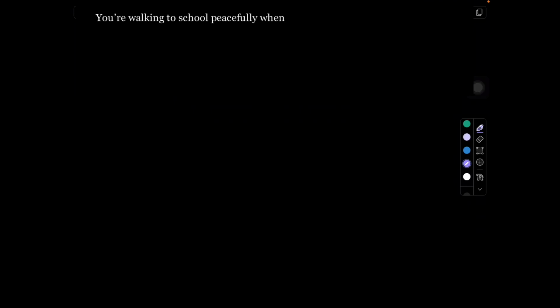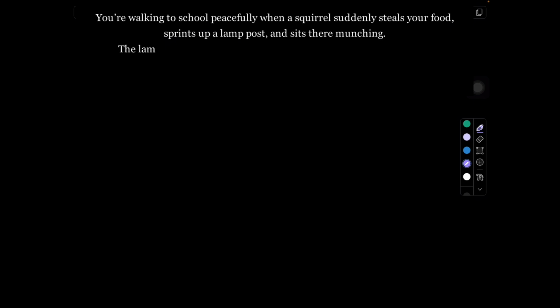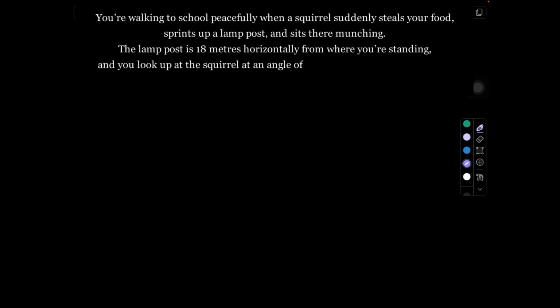So you're walking to school peacefully when a squirrel suddenly steals your food, sprints up a lamppost and sits there munching. The lamppost is 18 meters horizontally from where you're standing, and you look up at the squirrel at an angle of elevation of 47 degrees as it judges you. How high is the squirrel above your eye level?